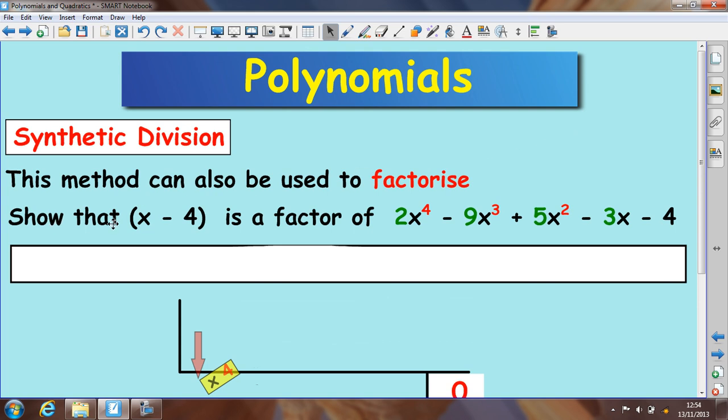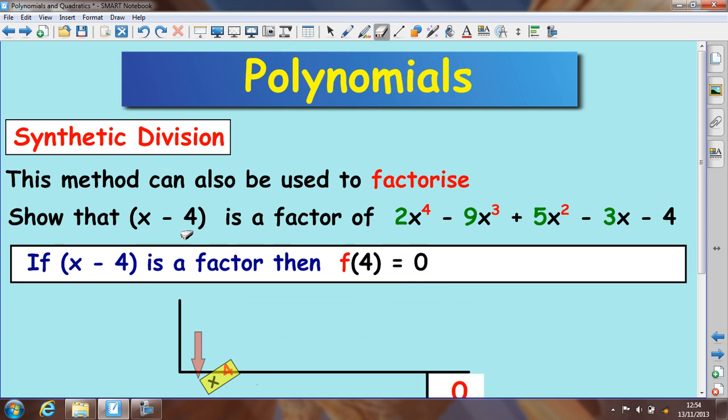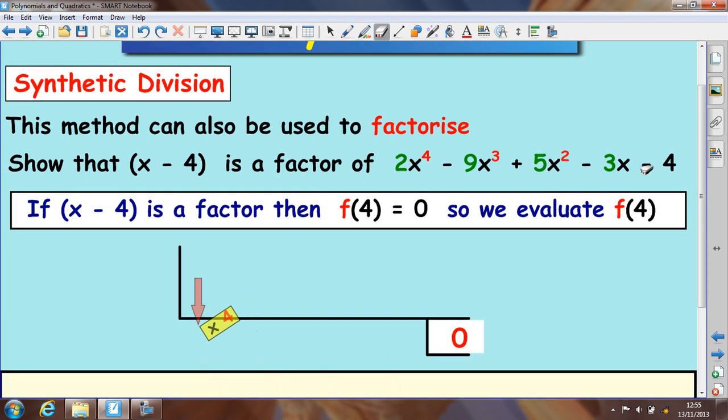So we have to firstly show that x minus 4 is a factor of this. So essentially we're dividing this polynomial by x minus 4. When you divide this by this, you'll get the multiplier for this. It's called the quotient. So we'll find out what x minus 4 multiplies by to get this, and that allows us to factorise. So if x minus 4 is a factor, that means that x equals 4 is a root. So we have to evaluate f of 4. Also, if it's a factor, the remainder will be 0 because it will divide in exactly. So when we put 4 into this, you should get 0 popping out at the end.